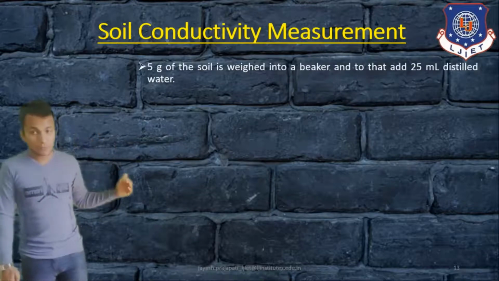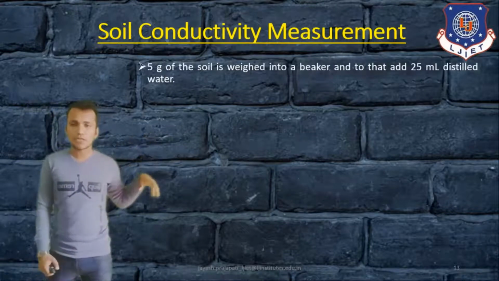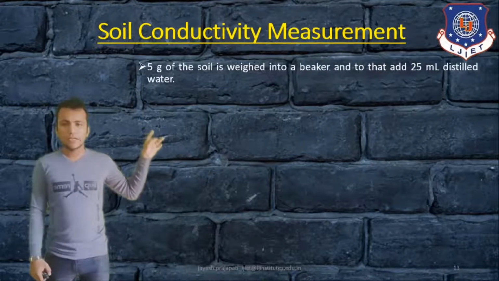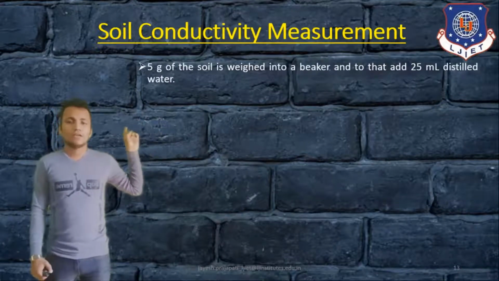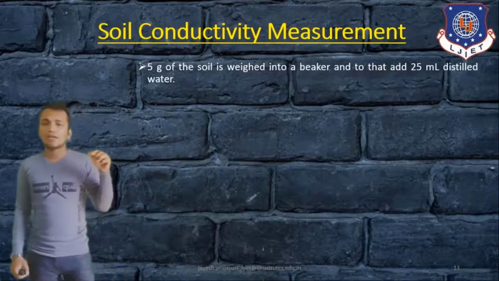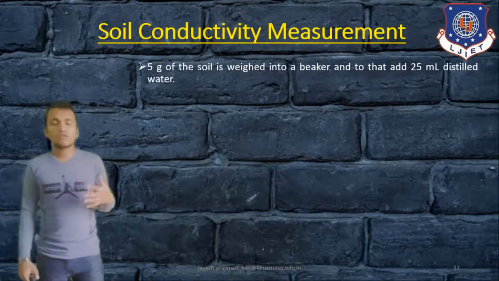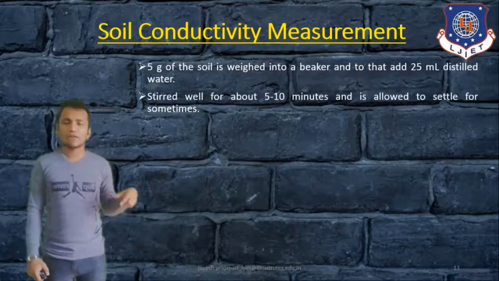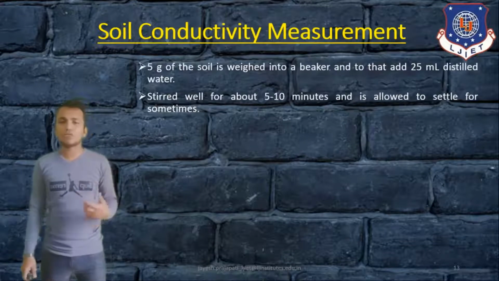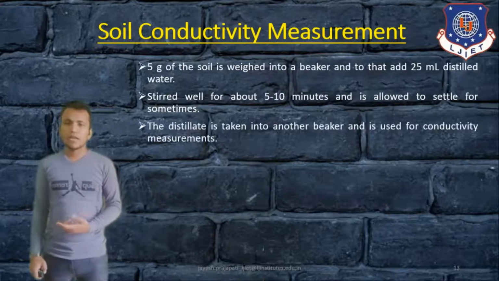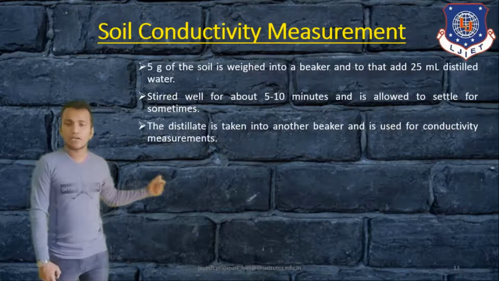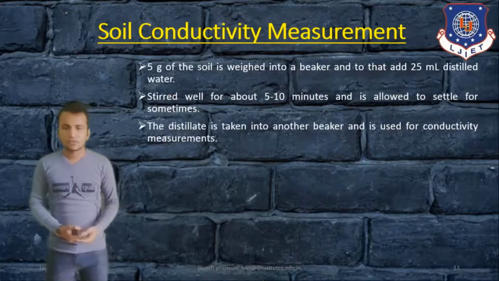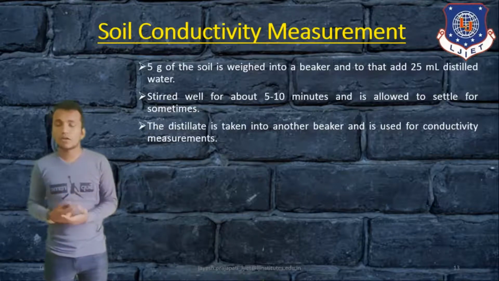If we have to follow the process, we take 5 grams of soil, weigh it into a beaker, and add 25 ml of distilled water. Then we mix this well for about 5 to 10 minutes and allow it to settle. Then the leachate is taken into another beaker and used for conductivity measurements. So that is the process for conductivity measurement.